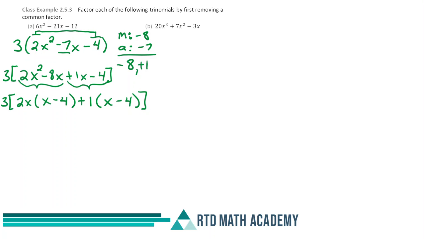All right, so we've done all the hard work. So now we've got 3. And then you've got the one that shows up twice. So that's going to be x minus 4. And then what's left? 2x plus 1.